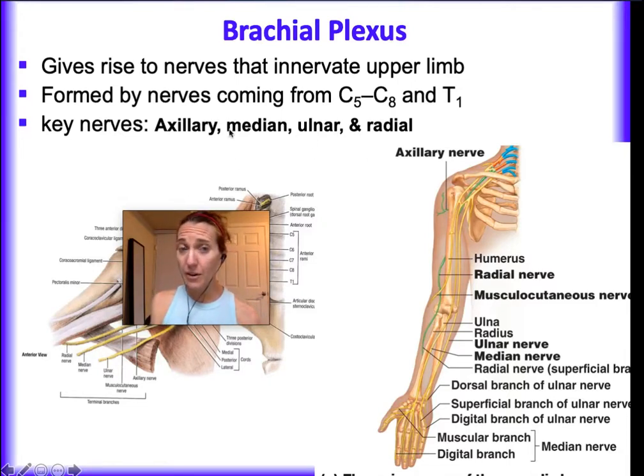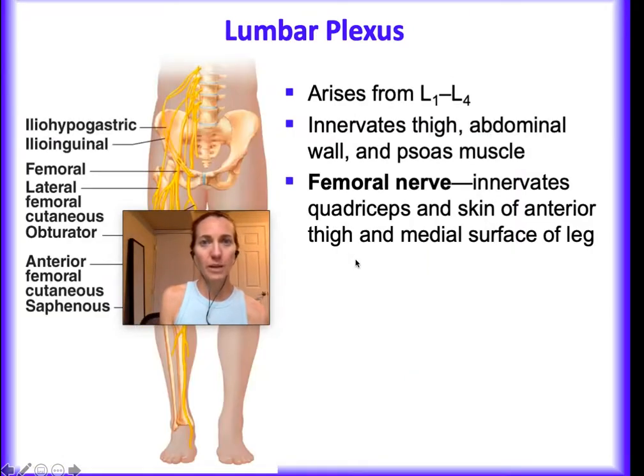And then another clinical example with the median nerve, which you can see right here, is carpal tunnel syndrome. So if the median nerve is compressed, then you can have numbness going into your fingertips. So that's the brachial plexus.